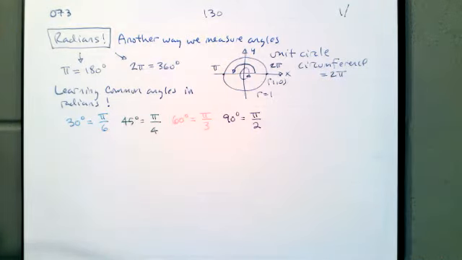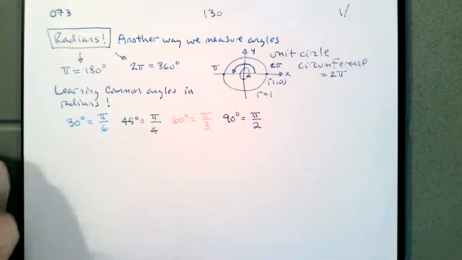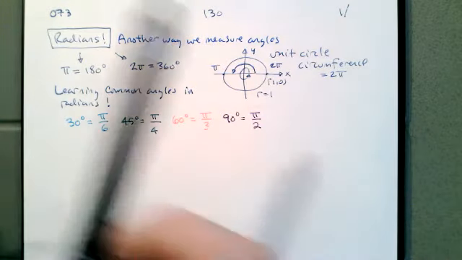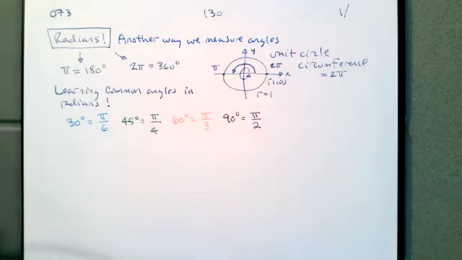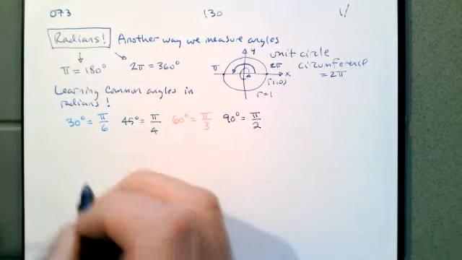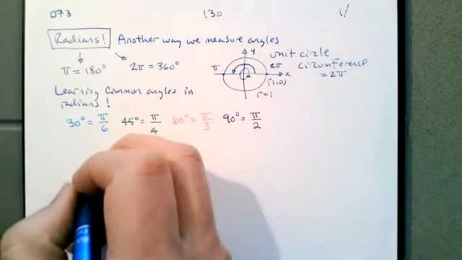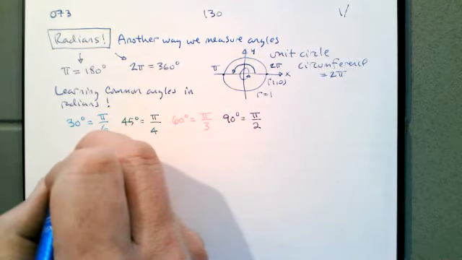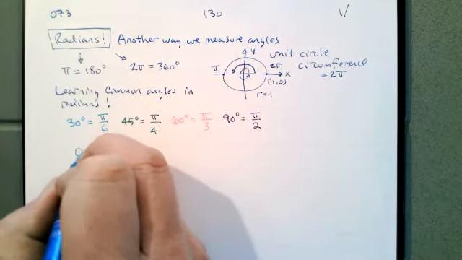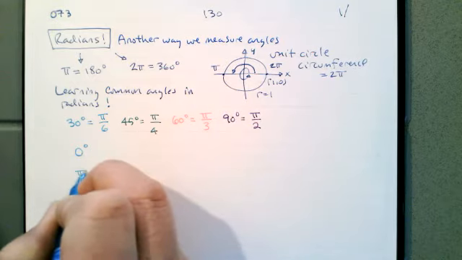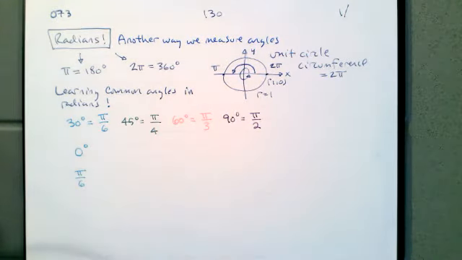So let's count our multiples by multiples of 30 from 0 to 360. So let's start off with 0 degrees is going to be 0 radians.